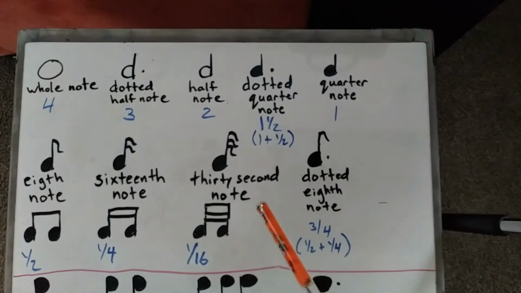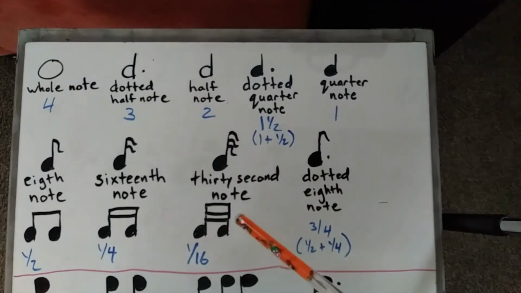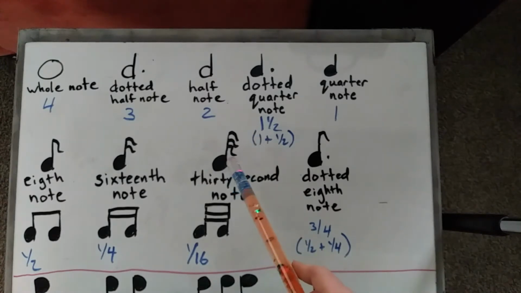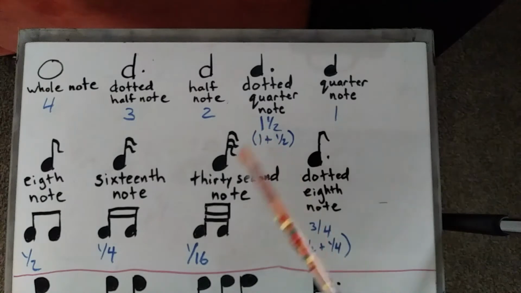Then we come to a 32nd note, which you will not see very often. I've been playing music for more than 40 years, and I've only very rarely seen 32nd notes, mostly in orchestra music. A 32nd note looks the same as these, except it has 3 flags, or if beamed together, will have 3 beams connecting them. Each 32nd note is worth 1/16 of a beat.